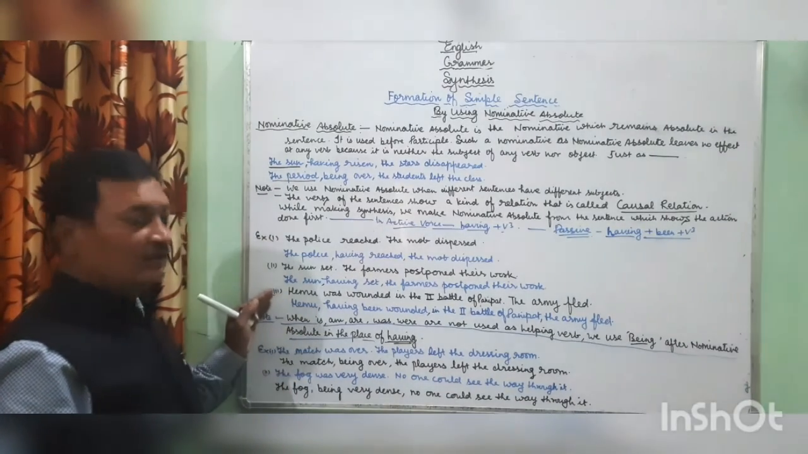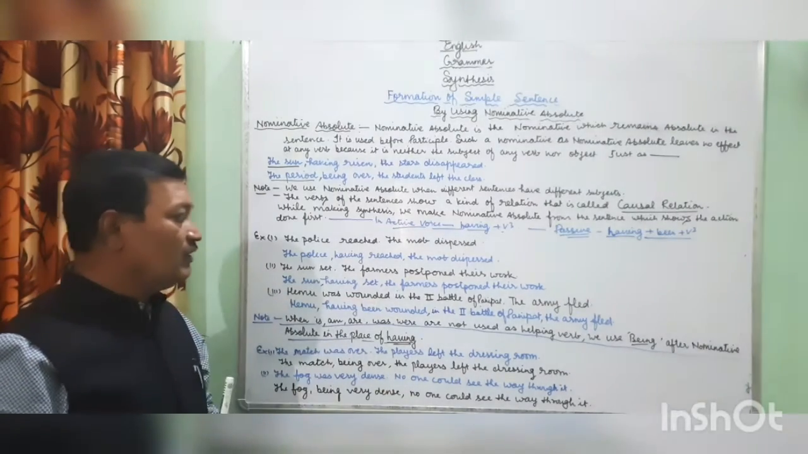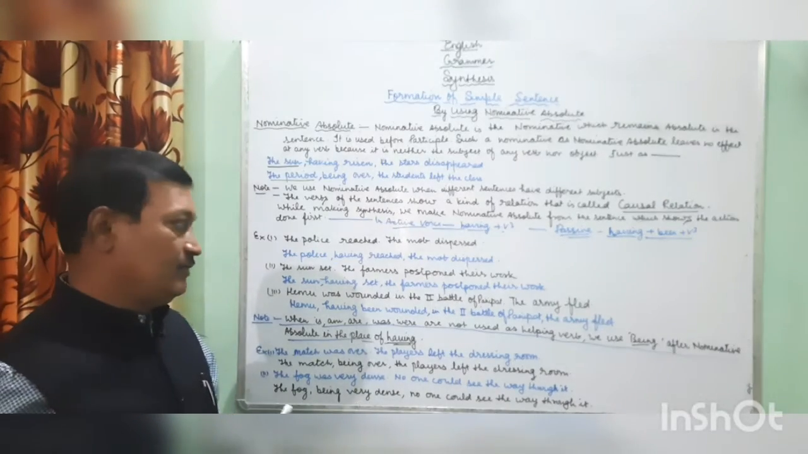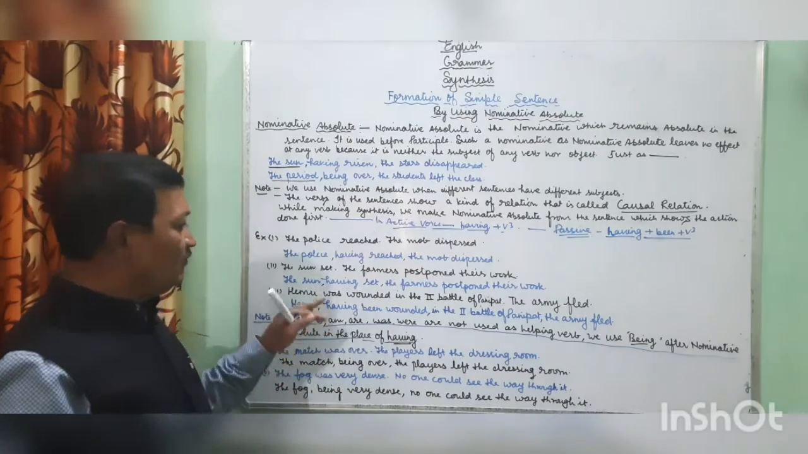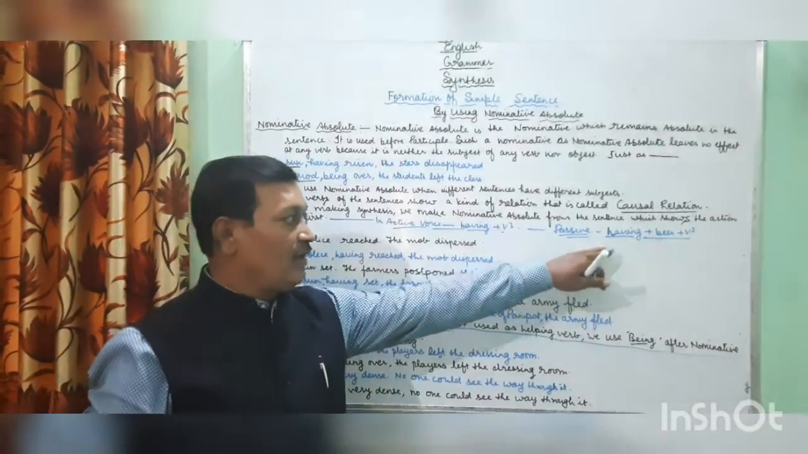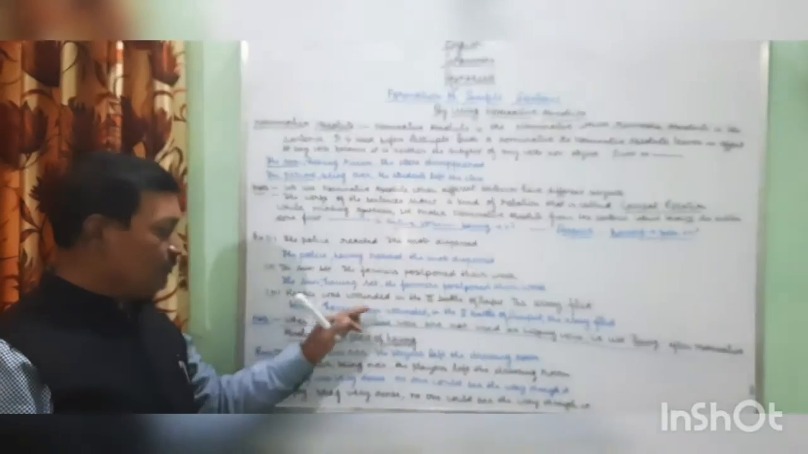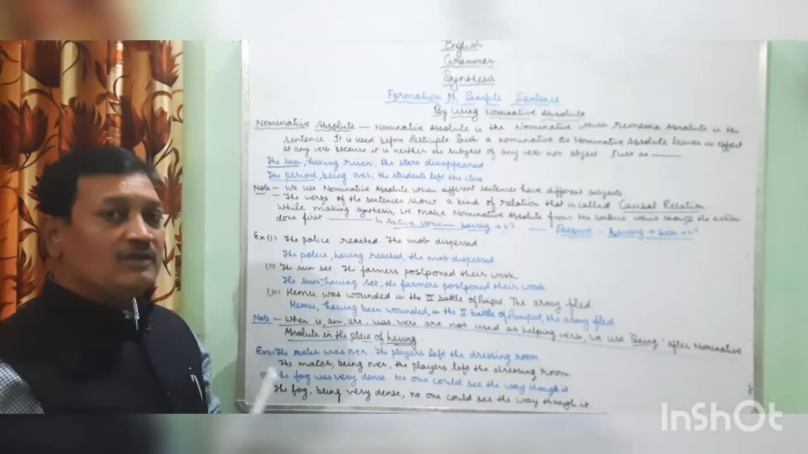Students, let's see third sentence. Hemu was wounded in the second battle of Panipat. The army fled. Dear students, this sentence is in passive voice. So we will use this form, having plus been plus third form of the verb. Hemu having been wounded in the second battle of Panipat, the army fled.